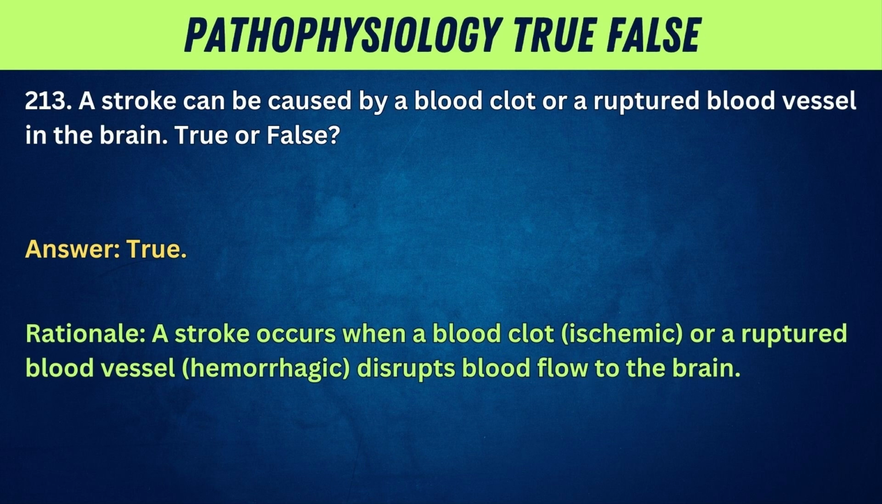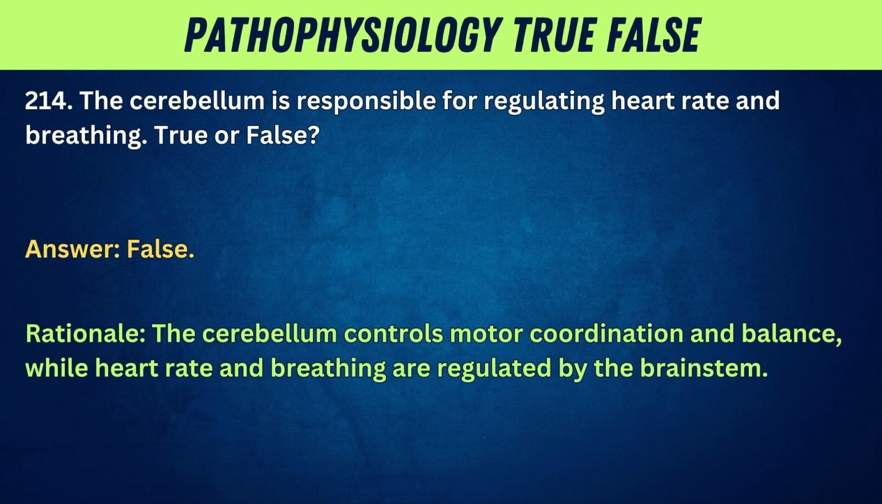213. A stroke can be caused by a blood clot or a ruptured blood vessel in the brain. True or false? Answer: true. Rationale: a stroke occurs when a blood clot (ischemic) or a ruptured blood vessel (hemorrhagic) disrupts blood flow to the brain. 214. The cerebellum is responsible for regulating heart rate and breathing.